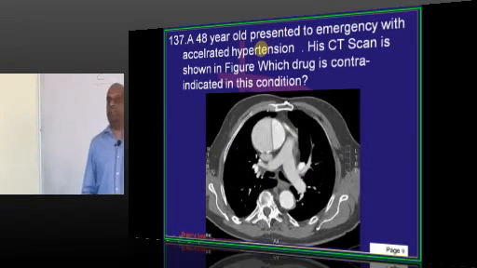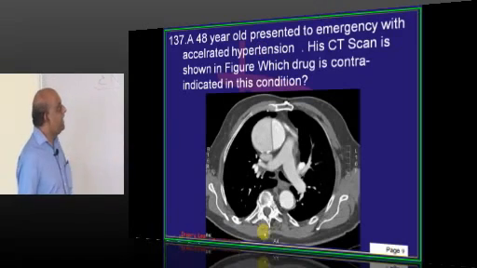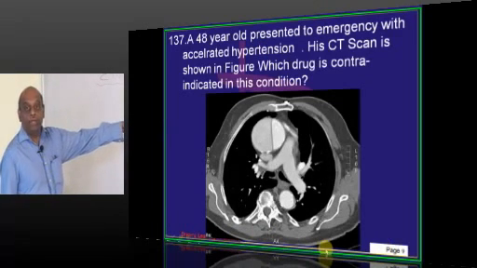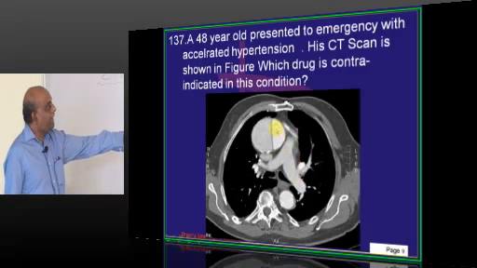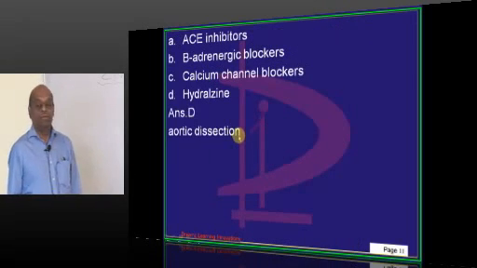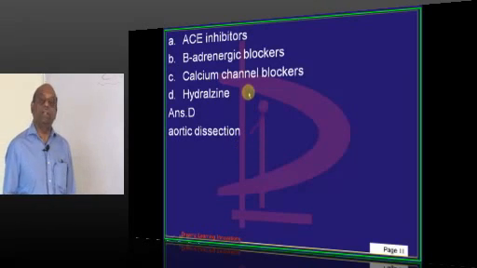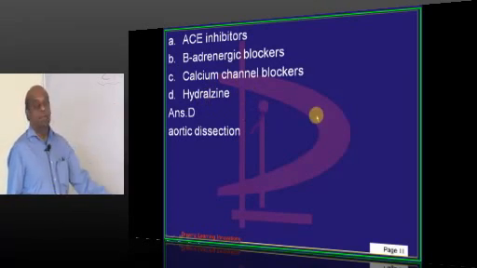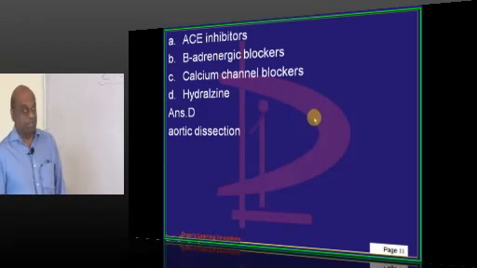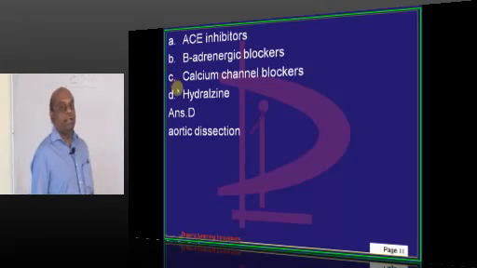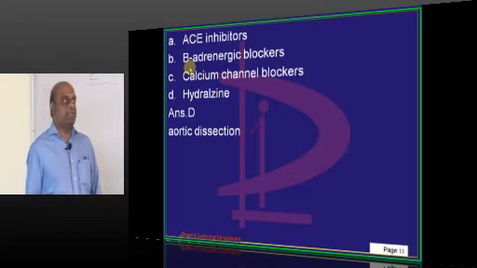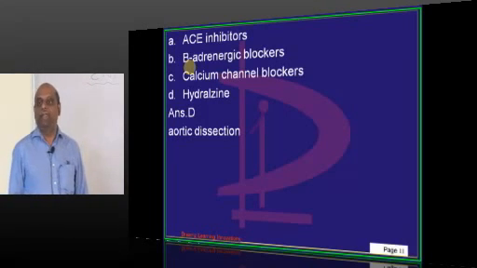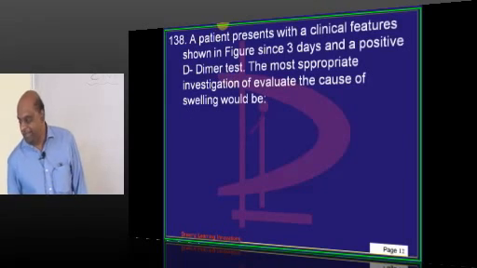A 48-year-old presented to the emergency with accelerated hypertension, and his CT scan, what is it showing? It is showing the aortic aneurysmal rupture. So typically you can see a dissecting aneurysm through the wall of the aorta, and whenever aortic aneurysmal rupture is there with accelerated hypertension, you should not venture out to give hydralazine. Rather, ACE inhibitors, beta blockers, calcium channel blockers, they all decrease the shear stress on the wall and decrease the rapidity with which the expansion of a dissection occurs, is what you have to basically understand.